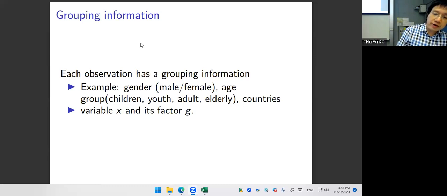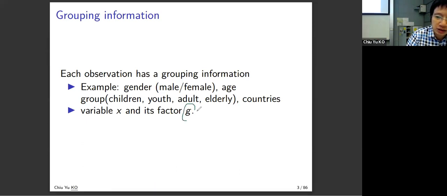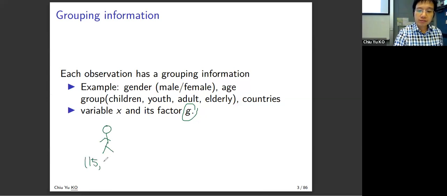So as I said, you have a grouping: the gender, age, or countries. By definition, each observation has a grouping. It's called factor G. It's a grouping. For example, observation 1 is a boy. He spent $45 on lunch. He's a boy.